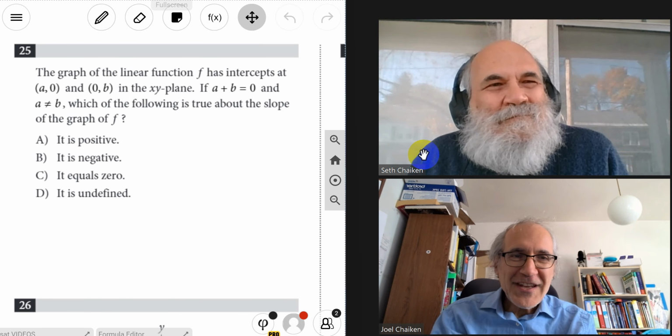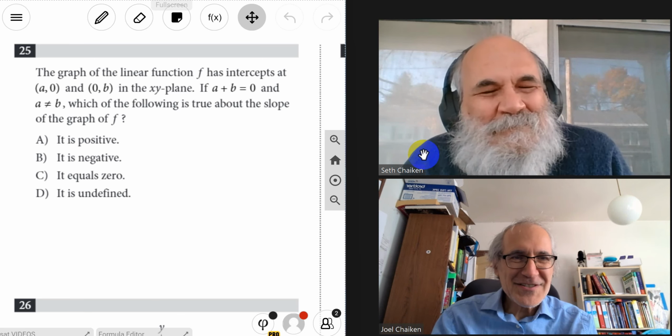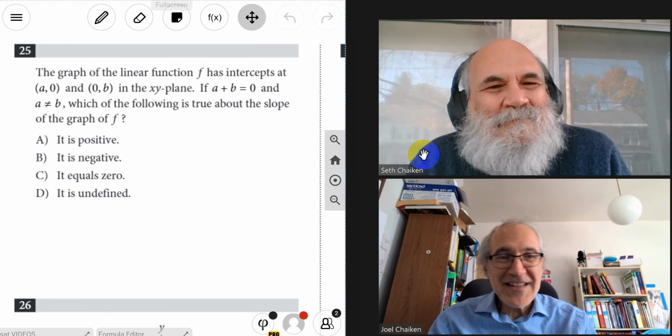Seth lives in Albany, and you can see the trees are starting to change on October 22nd. Looks like a great, beautiful day in Albany today. Yeah, looks gorgeous. A nice blue sky that's reflected in your window.